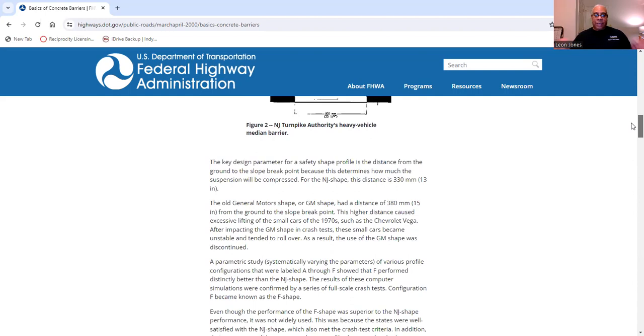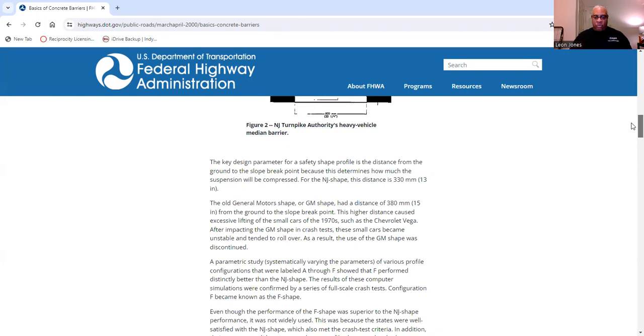Now, the key design parameter for a safety shape profile is the distance from the ground to the slope breakpoint, because this determines how much suspension will be compressed. Now, for the NJ shape, the distance is 13 inches. The old General Motors shape, or GM shape, had a distance of 15 inches from the ground to the slope breakpoint. The higher distance caused excessive lifting of the small cars of the 1970s, such as the Chevrolet Vega, after impacting the GM shape in crash tests. These small cars became unstable and tended to roll over. So basically, as a result, the use of the GM shape was discontinued.